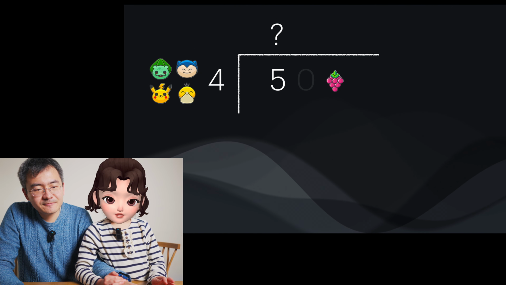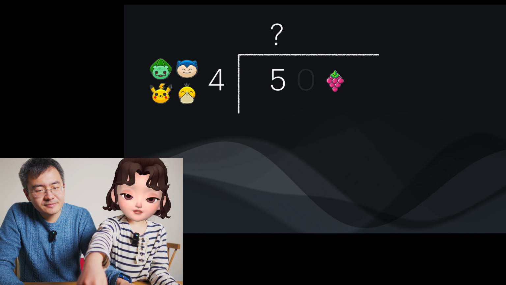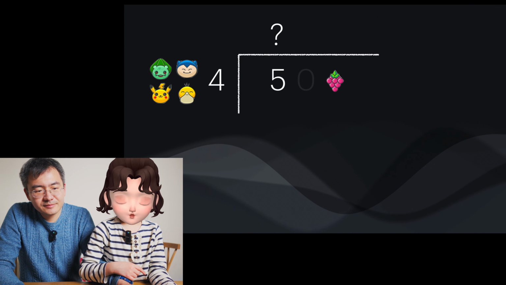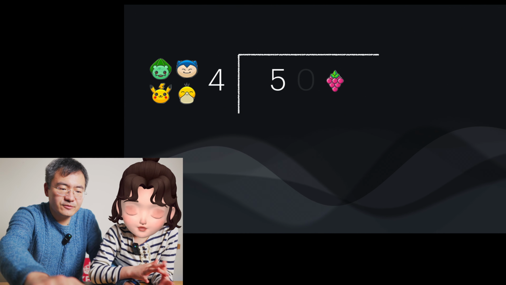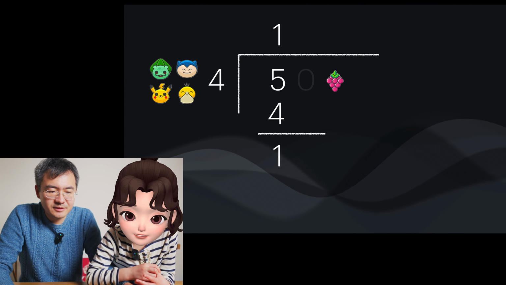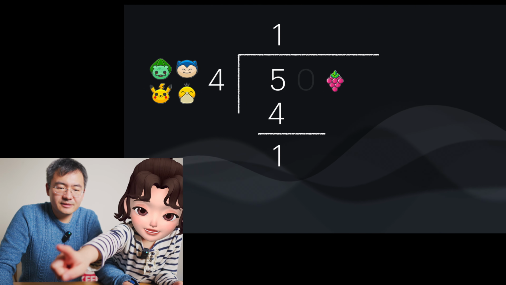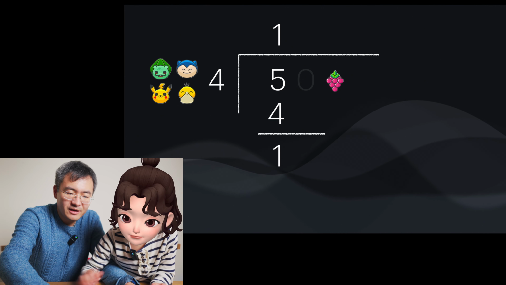quotient? They will each get 1, so 1 here, and 4 times 1. So here is how many fruits we give to each Pokemon. 1. Yes. So we put 4 times 1 is 4 here. We need 4. Yeah, the 1 is the remainder. So 1 becomes the remainder.